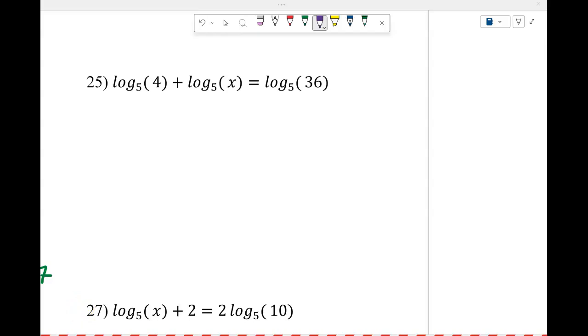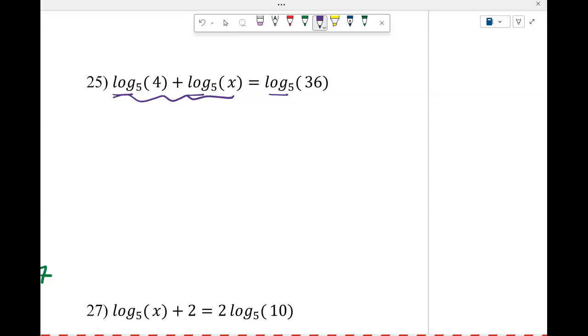So example 25: log base 5 of 4 plus log base 5 of x equals log base 5 of 36. This is great because we have log base 5 everywhere, but there are two of them on the left side and only one on the right. So currently it's not balanced, okay? When we have multiple logs, we have to condense it down to just one log.